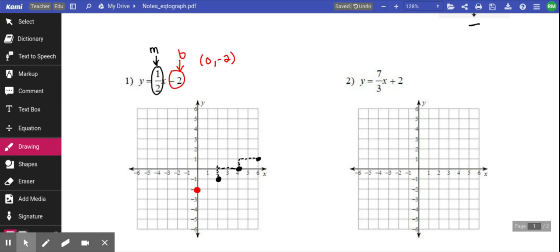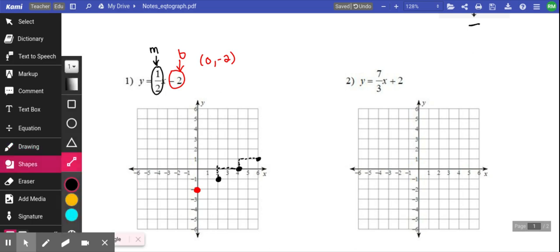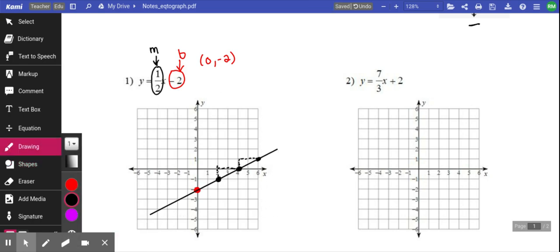Once you have a few points on there, you can go ahead and just get the line tool and graph a line through this. Make sure it extends out of the dots, and then we can put arrows on it. Okay, so we just graphed that equation. Let's move on to the next.